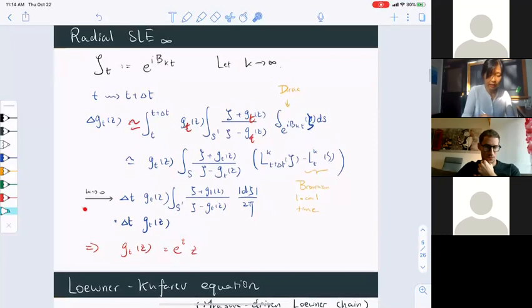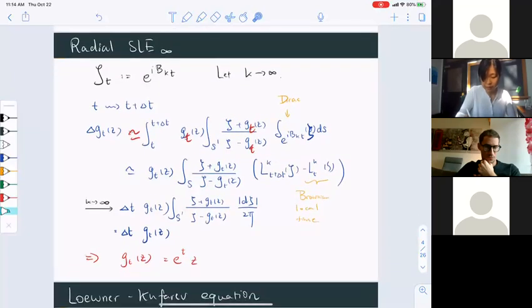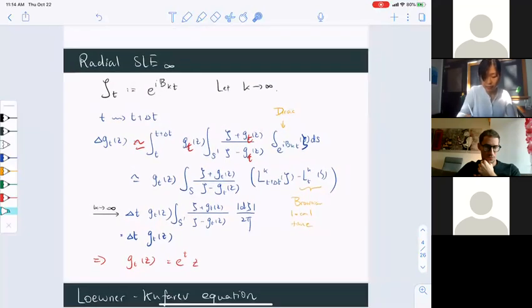All right, and in this case, when kappa goes to infinity, this local time is always a probability measure. So for this measure that you integrate, the total measure of it will be delta t. And it's not hard to see that when kappa goes to infinity, this local time has to converge to just the uniform measure on the circle, multiplied by delta t, which is the total measure.